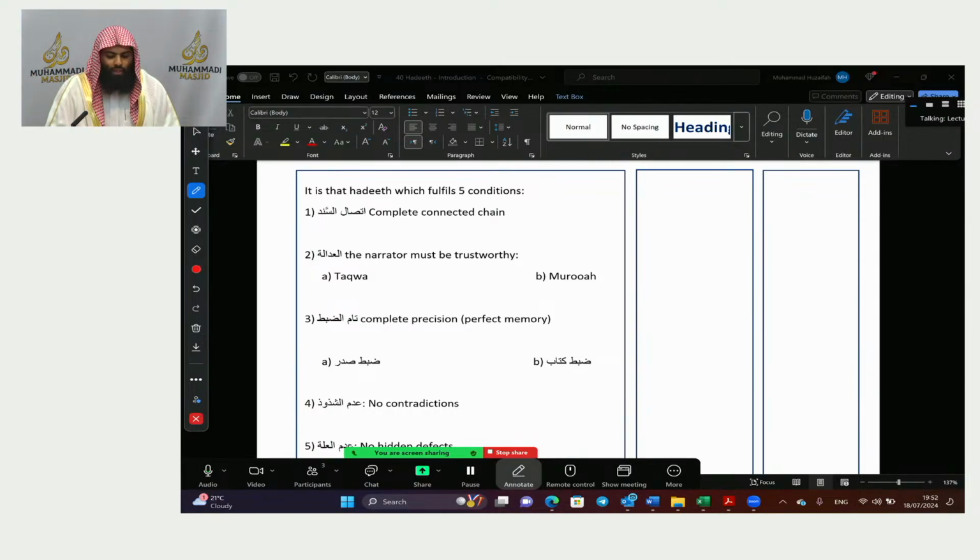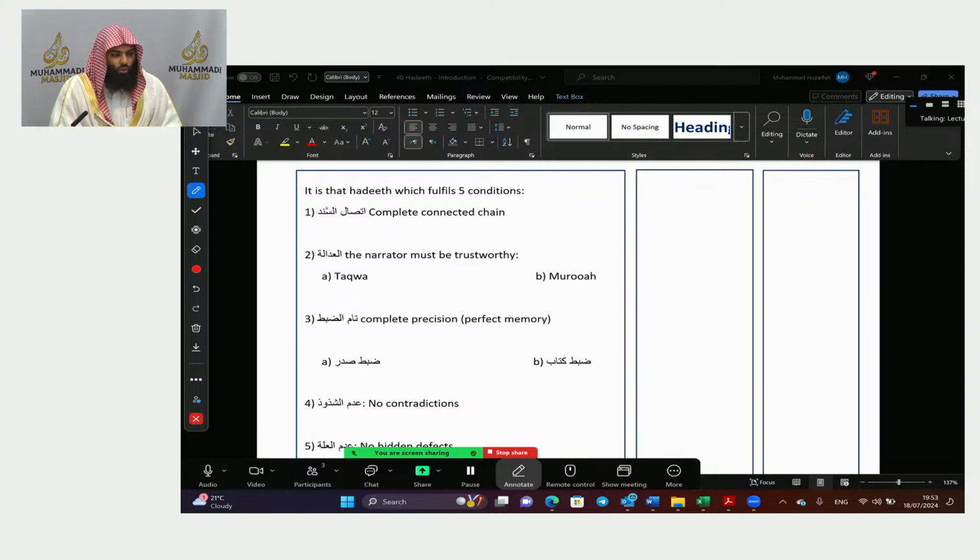But there's another type, which is dabt al-kitab, precision of the book. This is a narrator who, whenever he narrates, doesn't use his memory. He's always got a book with him. Every time he narrates, he opens that book and reads from it, and he only narrates looking from that book.